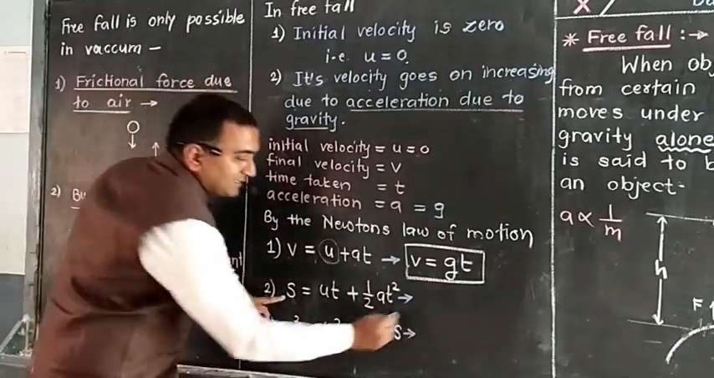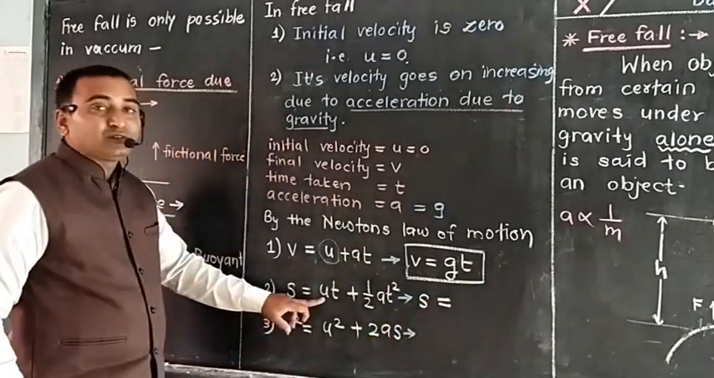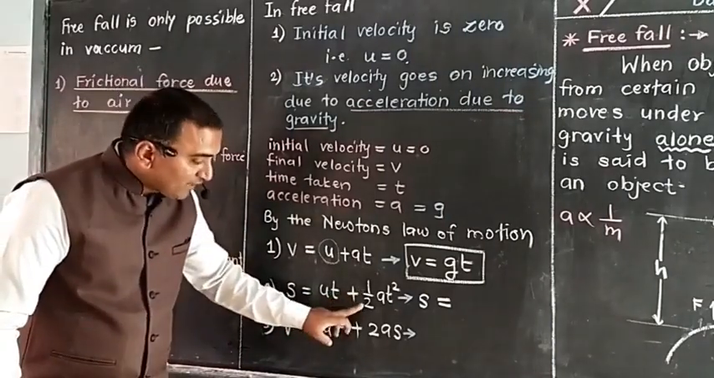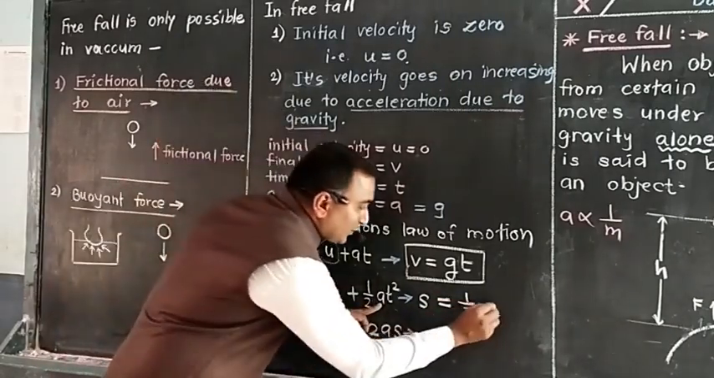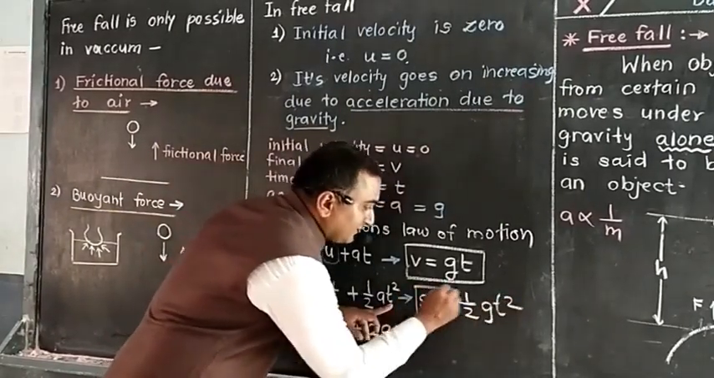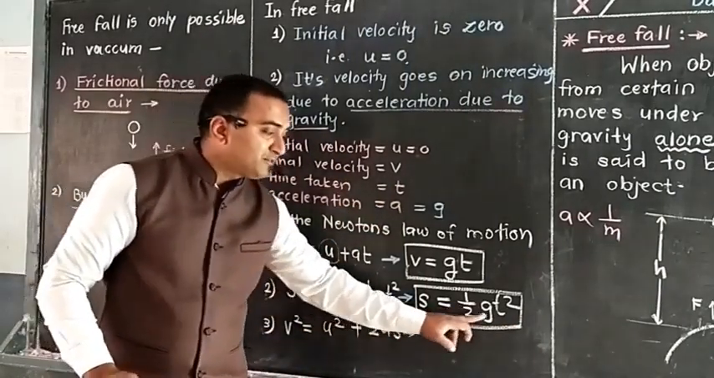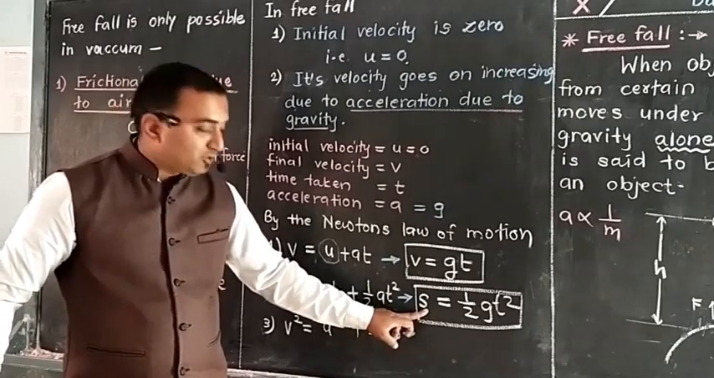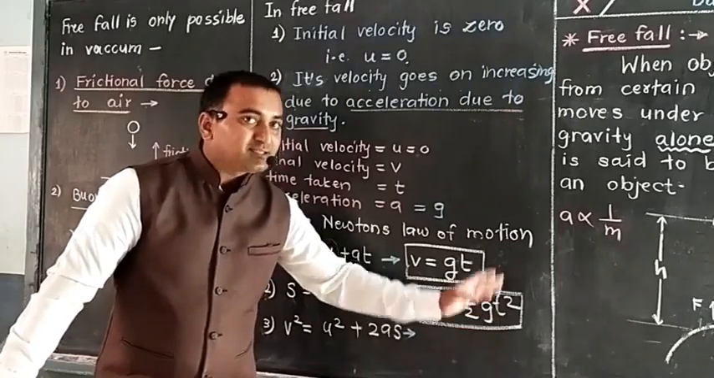Second, s remains the same, that is displacement, that is height, equal to u into time, which is 0, plus 1/2, which remains as it is, acceleration due to gravity and time squared. So the second equation is s is equal to half of g t square. s is the displacement or distance traveled by the object, g acceleration due to gravity, t time, that is time square.